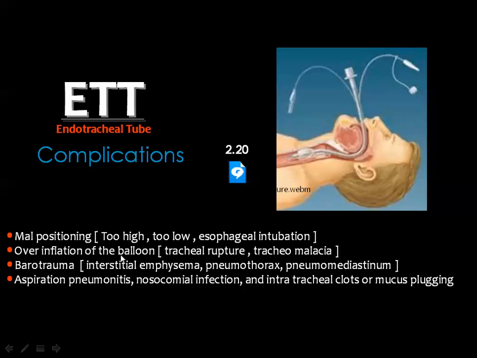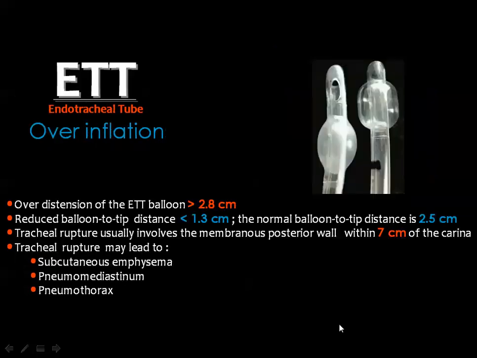Then if you overinflate the balloon, this may lead to tracheal rupture or may put some pressure on the tracheal rings, leading to tracheomalacia. Complications of ventilation include interstitial edema, pneumothorax, and pneumomediastinum. And sometimes you get aspiration pneumonia, nosocomial infection, and intratracheal clots or mucus plug. Then overdistension of the endotracheal tube balloon may have the previously mentioned complications.